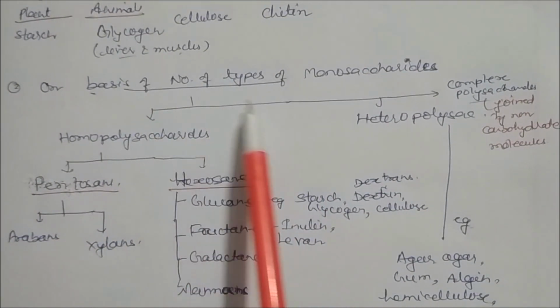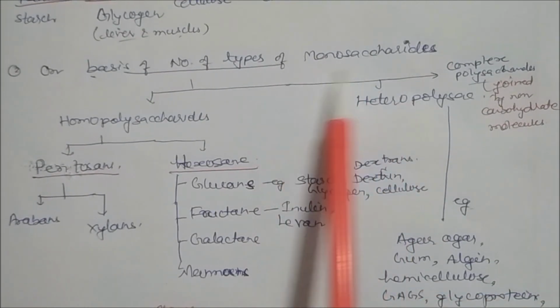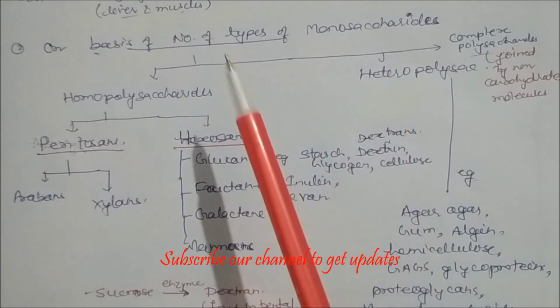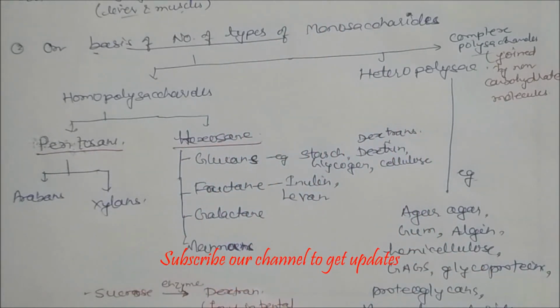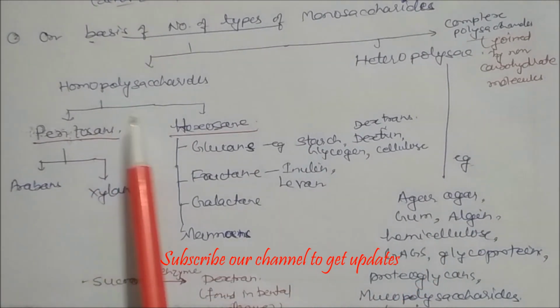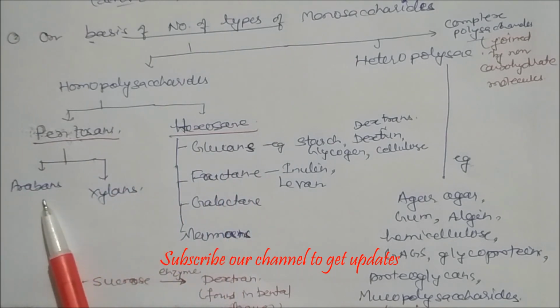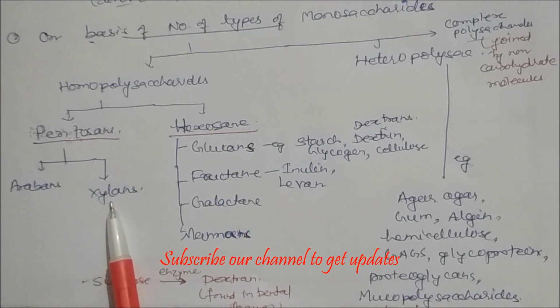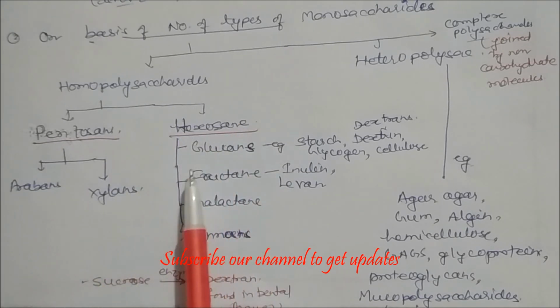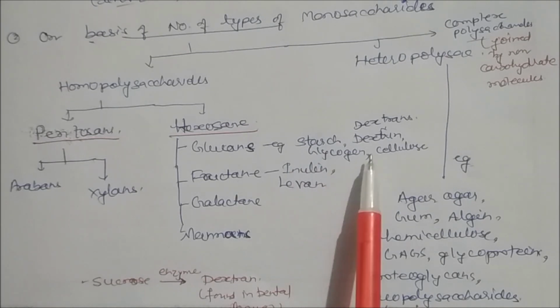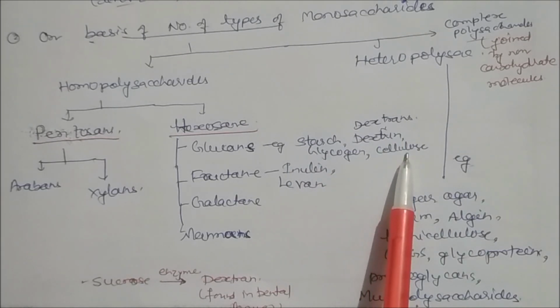On the basis of the number of types of monosaccharides, we again have two types: homopolysaccharides and heteropolysaccharides, like the previous biological role. Homopolysaccharides are again of two types, pentosans and hexosans. Pentosans are of two types, arabans and xylans, and in hexosans we have glucans, fructans, galactans and mannans. In glucans, the examples are starch, glycogen, dextrin, dextrans and cellulose.